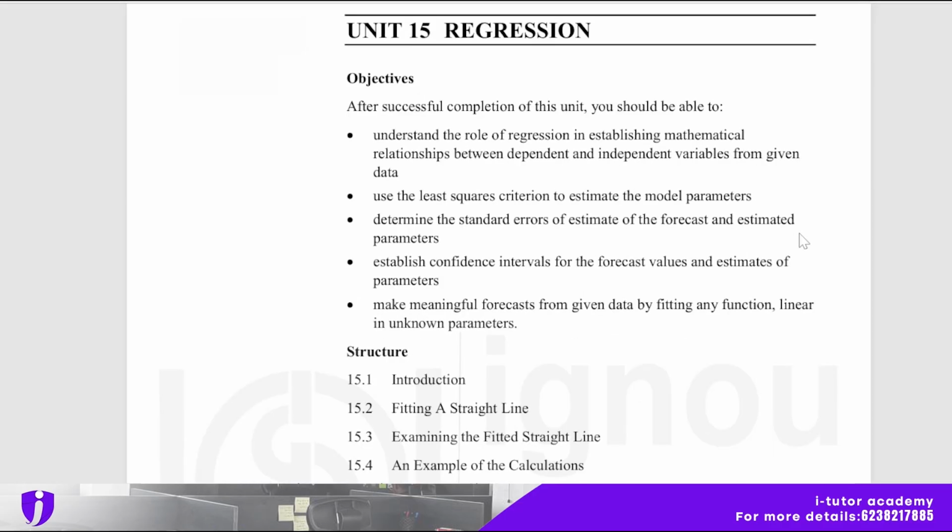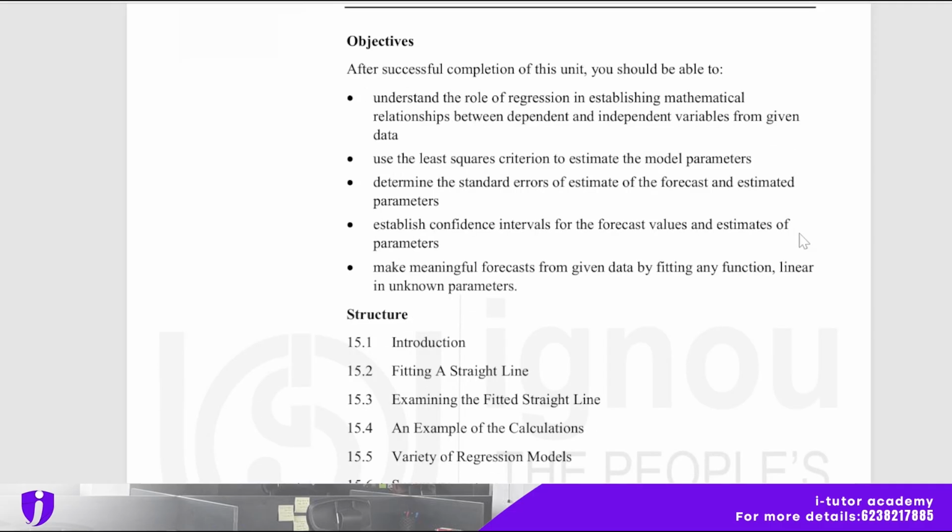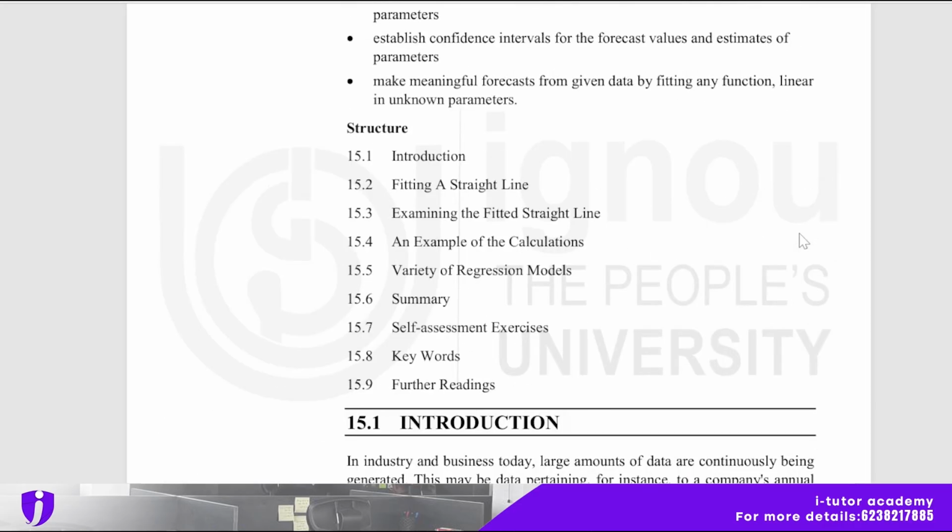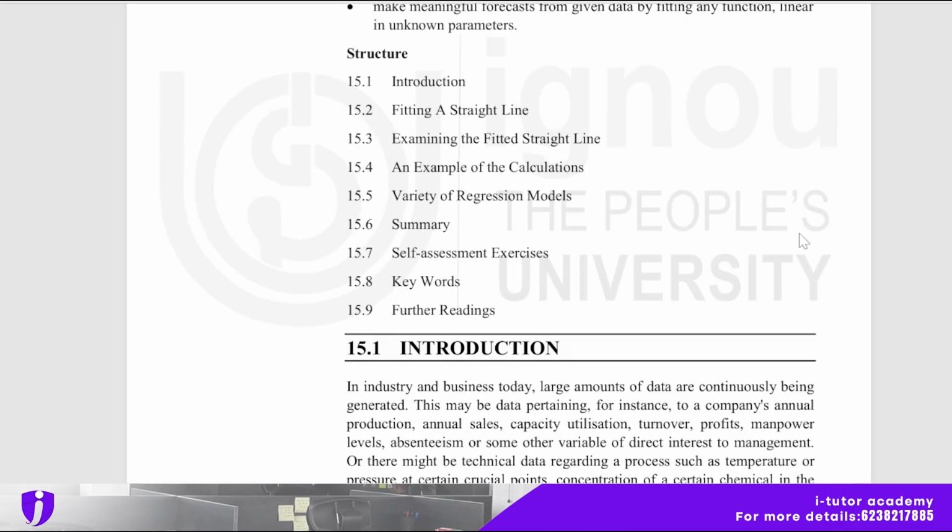You should be able to use the least squares criterion to estimate the model parameters, determine the standard errors of estimate of the forecast and estimated parameters, establish confidence interval for the forecast value and estimate of parameters, and make meaningful forecast from given data by fitting any function linear in unknown parameters. And the structure of this unit is: there is an introduction part, fitting a straight line and examining the fitted straight line, an example of calculations, variety of regression model, summary, self-assessment exercise, keywords, and further reading also here.